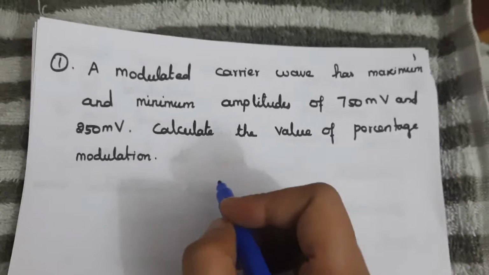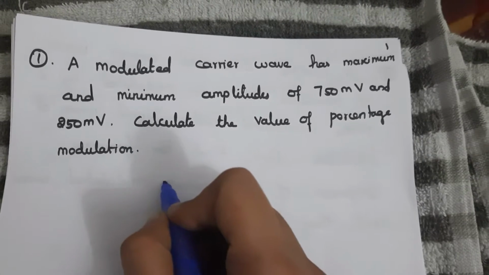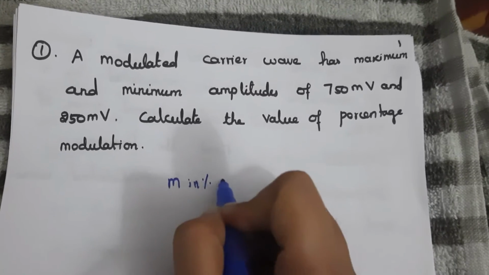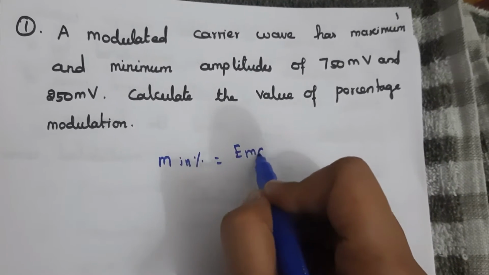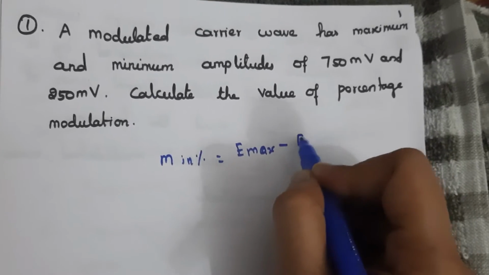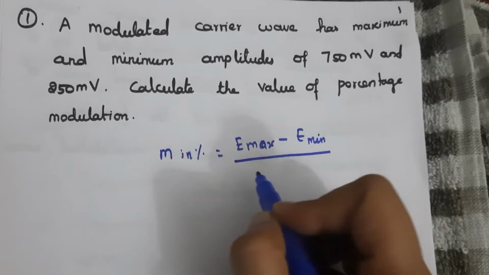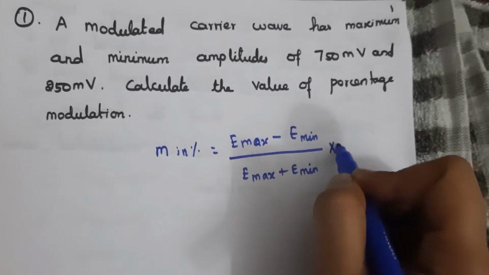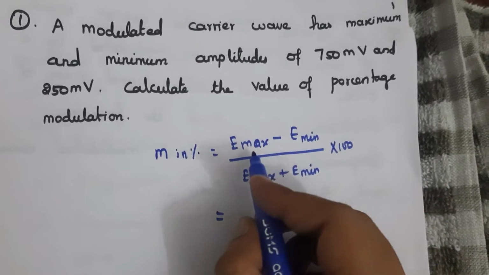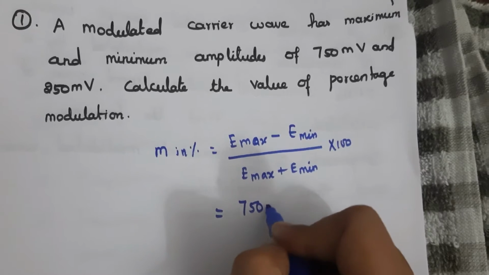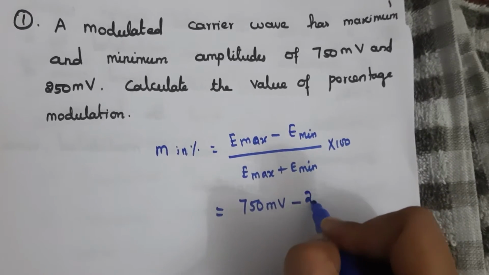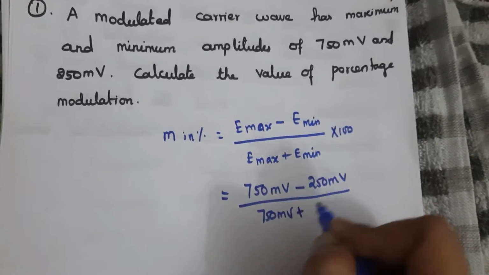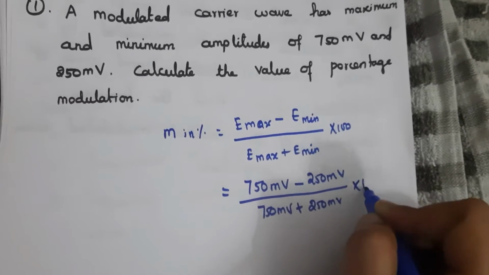So first we know the equation for percentage modulation, that is M in percentage, that is equal to E max minus E min divided by E max plus E min into 100. So the E max is 750. So 750 millivolt minus E min value is 250 millivolt, divided by 750 millivolt plus 250 millivolt, into 100.